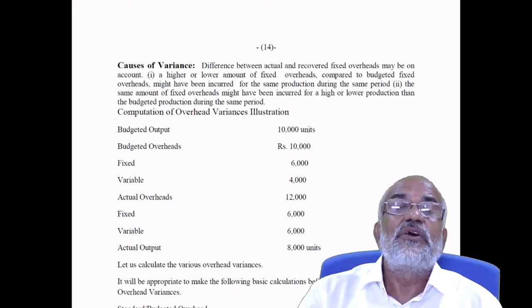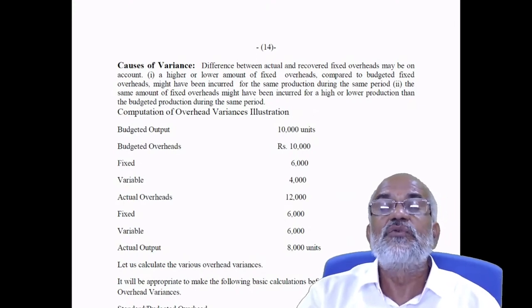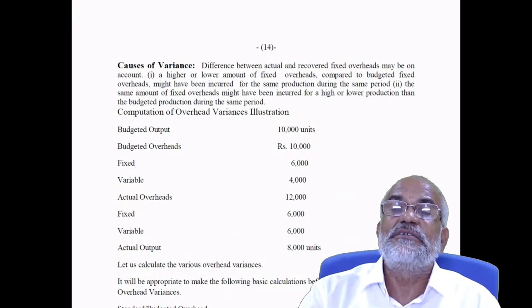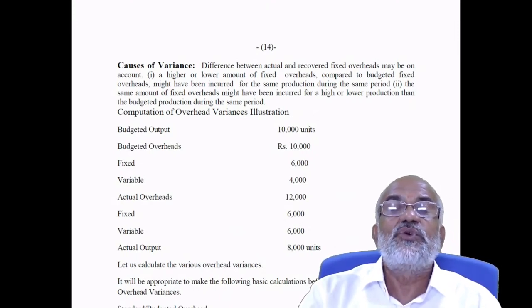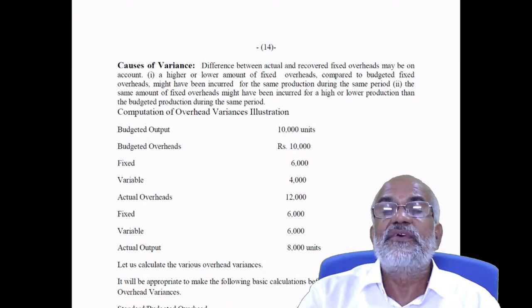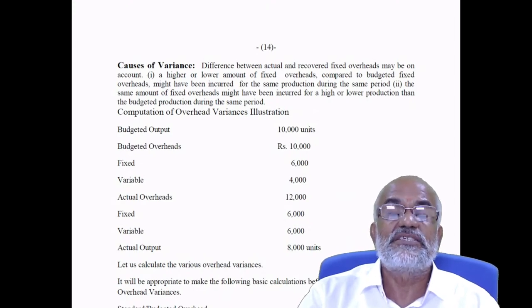The cause of FOCV is the difference between the actual and the recovered fixed overheads. It may be on account of a higher or lower amount of fixed overheads being incurred compared to the budgeted fixed overheads for the same production during the same period. Or the same amount of fixed overheads might have been incurred for a higher or lower production than the budgeted production during the same period. These are the two main causes of the variance. Let us look at the illustration.